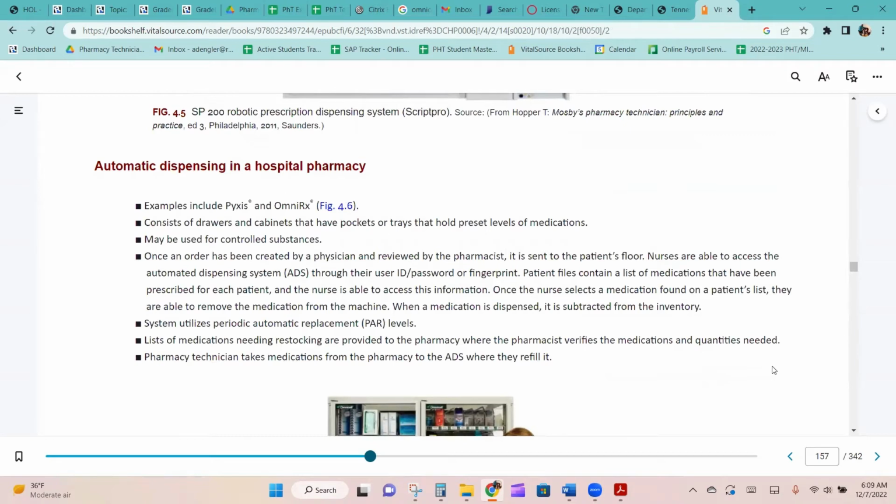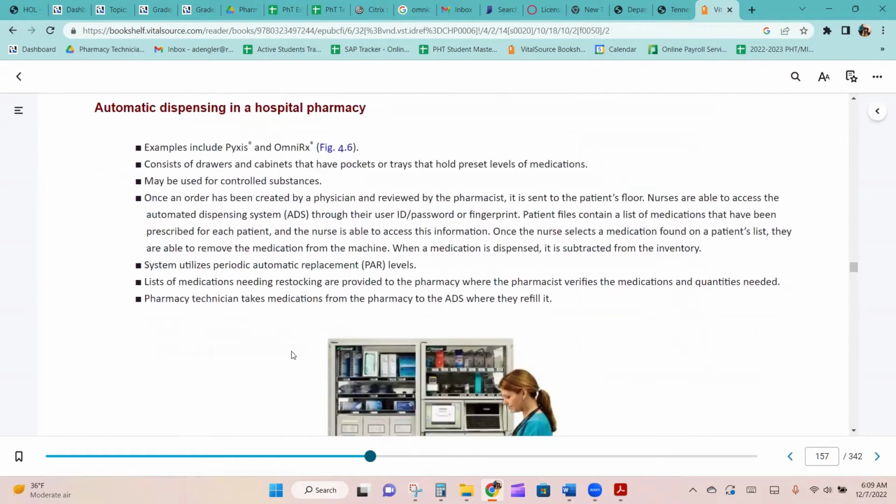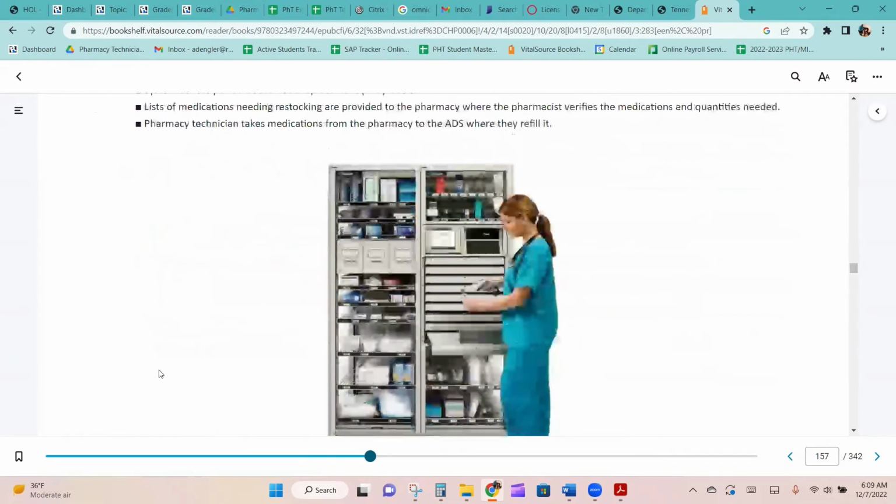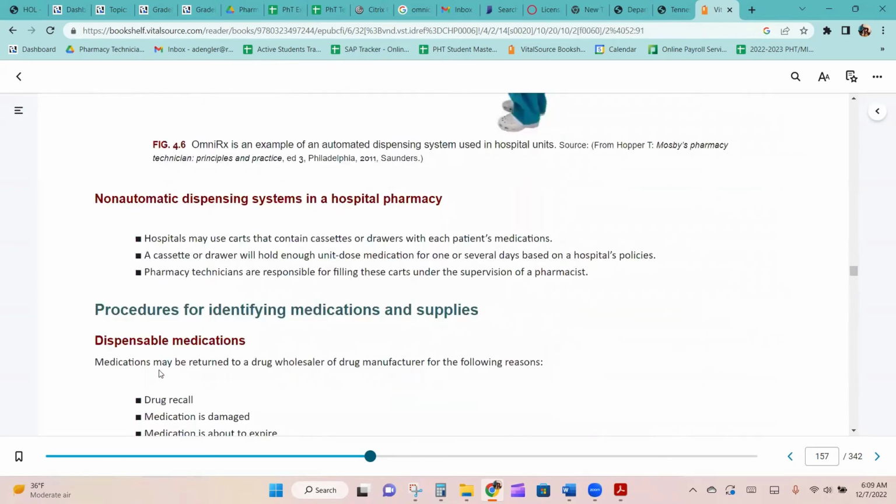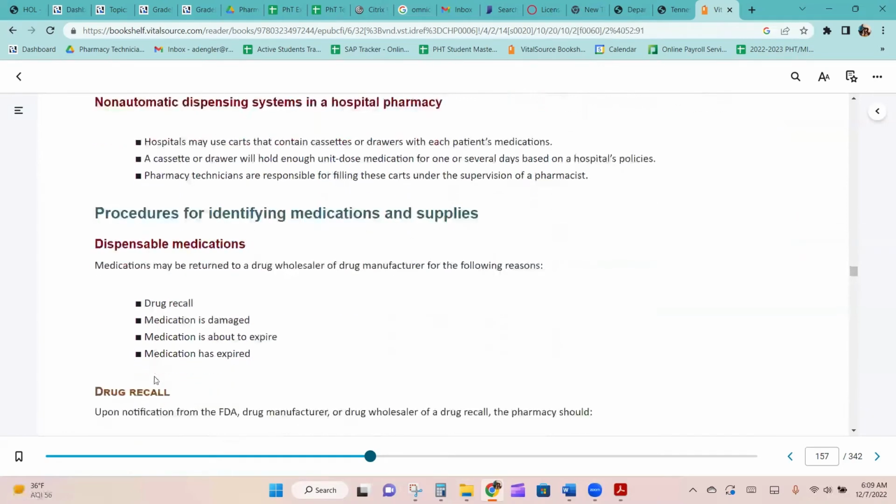Automated dispensing in a hospital pharmacy. Examples are like Pyxis or OmniRx. They consist of drawers and cabinets that have pockets or trays that hold preset levels of medications, may be used for controlled substances, and a pharmacy technician takes medication from the pharmacy to the ADS where they refill it. Hospitals may use carts that contain cassettes or drawers with each patient's medication. Pharmacy technicians are responsible for filling these carts under the supervision of a pharmacist.